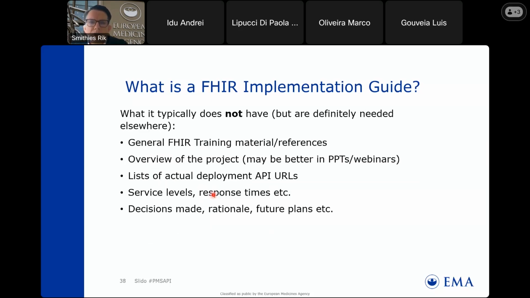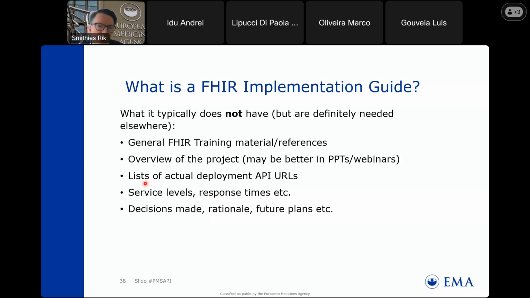But what does it not have? People were saying, well, where are the following things? And this is information that we need to make available and point you to, if not directly from ourselves, but probably won't be in this implementation guide, this particular package. So yeah, general FHIR training material, references, overview of the project, why we're doing this, and so on, the legislation. That probably won't be in the technical documentation.